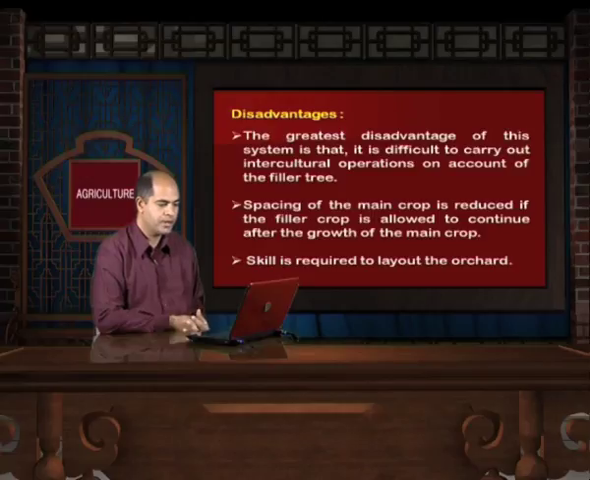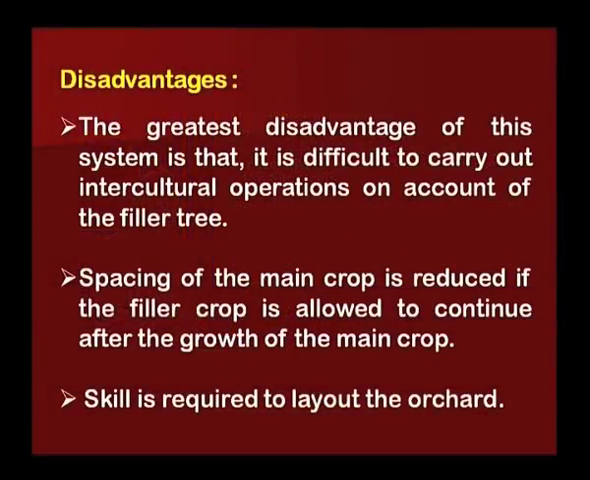Disadvantages: the greatest disadvantage of this system is that it is difficult to carry out intercultural operations on account of the filler trees. Spacing of the main crop is reduced if the filler crop is allowed to continue after the growth of the main crop. Skill is required to lay out the orchard.